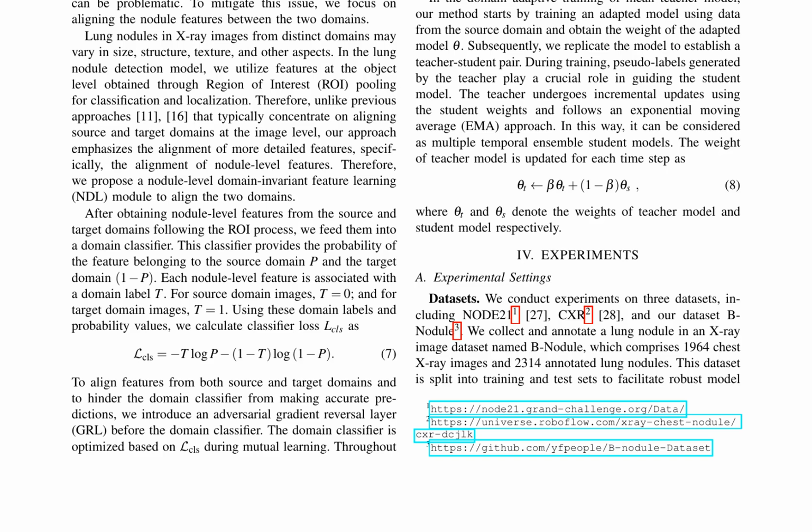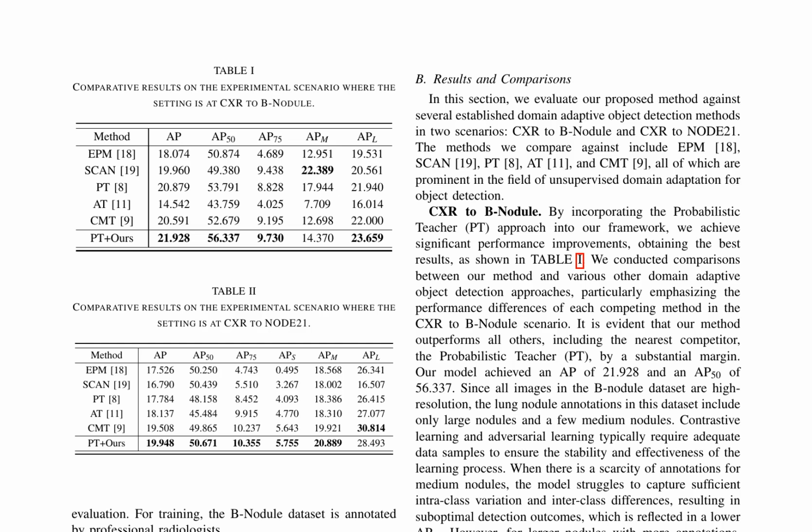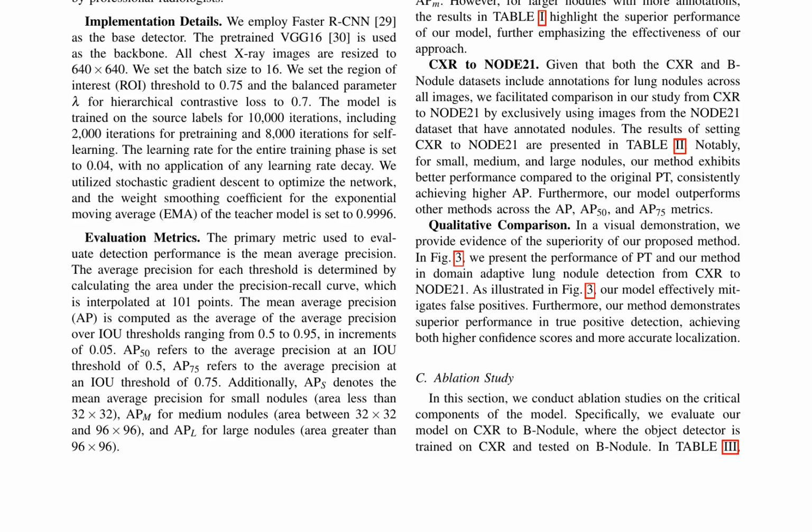The B-nodule dataset comprises 1964 chest X-ray images and 2,314 annotated lung nodules, split into training and test sets to facilitate robust model evaluation. This paper presents a novel domain-adaptive method for lung nodule detection in X-ray images, focusing on the challenge of domain shift through the integration of contrastive learning and domain-invariant feature learning. The proposed approach is evaluated in cross-domain experiments on 3 datasets, demonstrating its effectiveness in mitigating the issue of low-quality pseudolabels and improving detection performance.